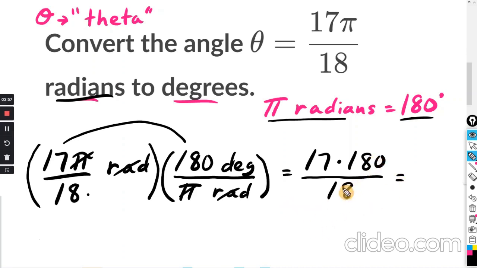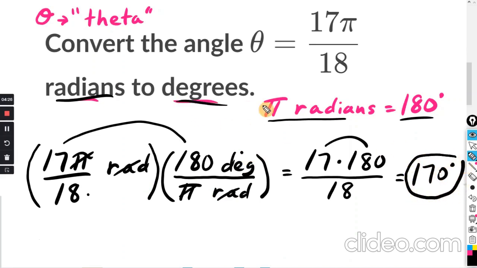I know 180 divided by 18 is 10. All right, but some of you may find it easier to use the calculator. So I'm just going to do 17 times 180 divided by 18. And I get 170. Okay, the radians canceled, but we're left with degrees. So the answer is going to be in degrees. All right, and that's what we wanted, 170 degrees.